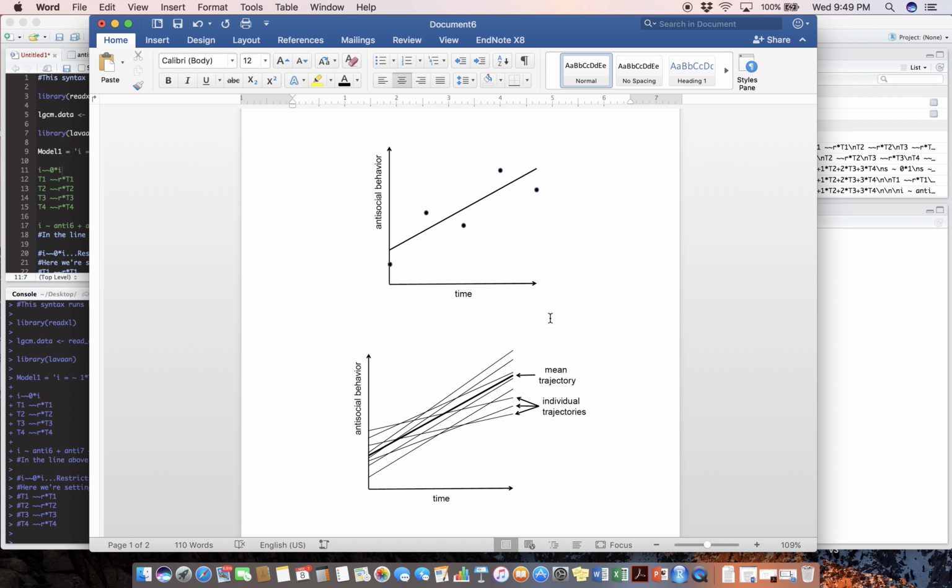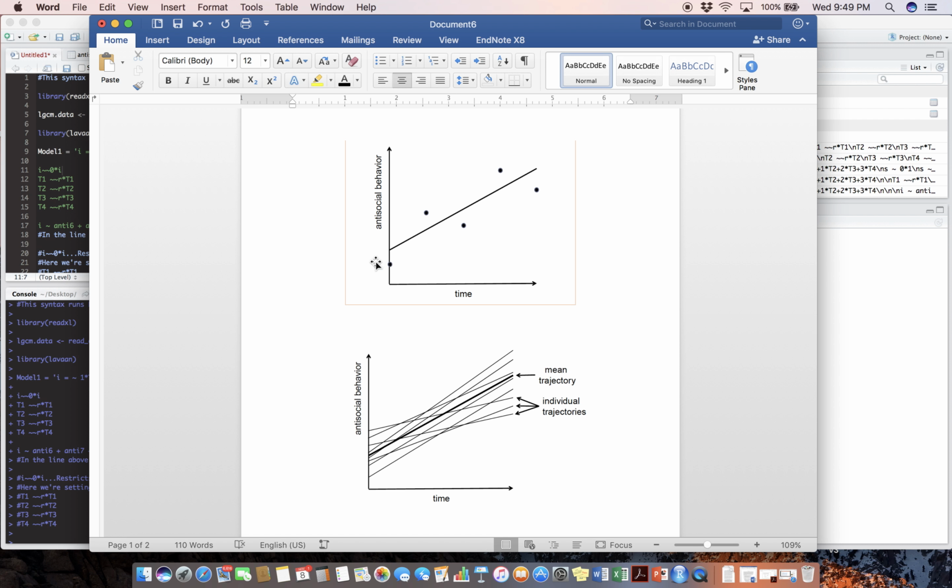Typically, we tend to piecemeal our understanding of change over time using a repeated measures ANOVA approach, where we essentially compare individual time points to each other in a pair comparison sense. So time 1 to time 2, time 2 to time 3, time 3 to time 4, time 4 to time 5, and so on.